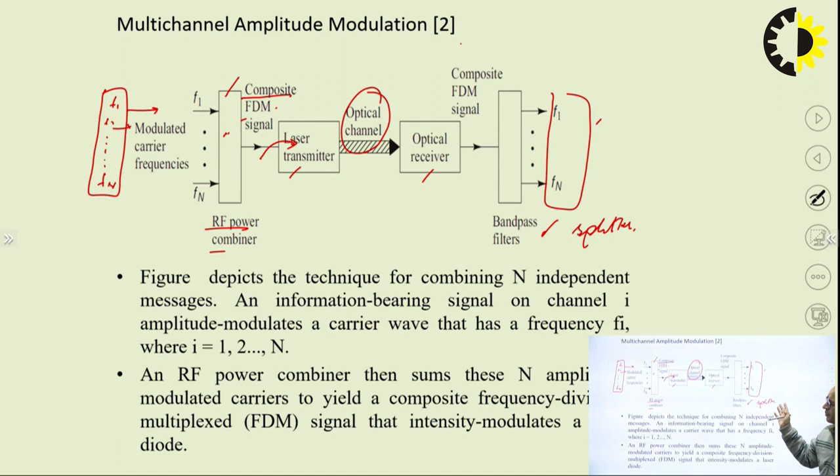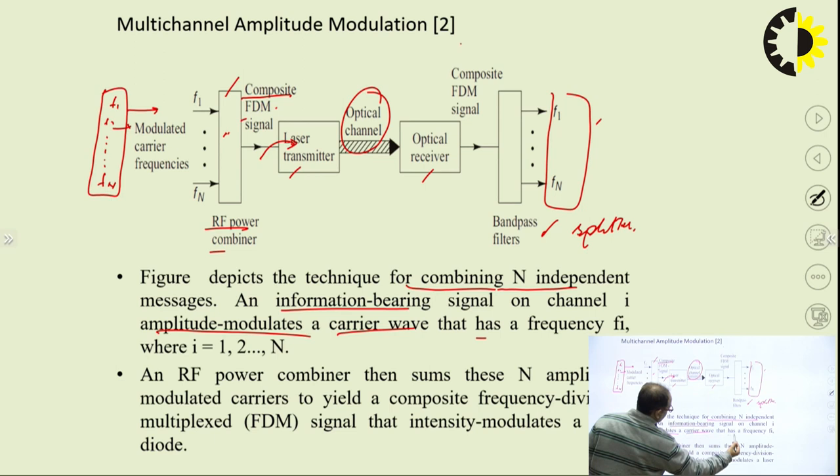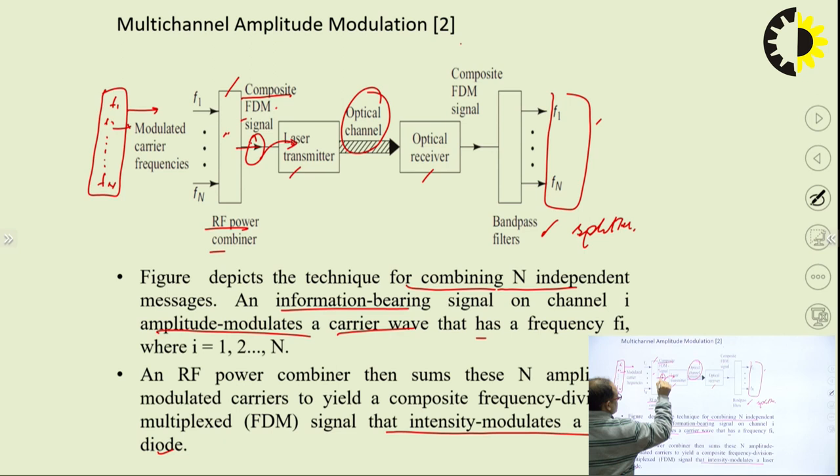So this figure combines n independent messages, each message having a frequency F1, F2 and F3. This information carrier signal is transmitted over channel i, that is, it amplitude modulates a carrier wave that has a frequency F1, F2 and FN. Clear? The RF power combiner then sums these n amplitude modulated carriers to yield a composite frequency division multiplexed signal that intensity modulates the laser diode. Clear? I have already told you that this is a combination of all these modulated carrier frequencies. All these message carrier frequencies are intensity modulated by the laser diode.